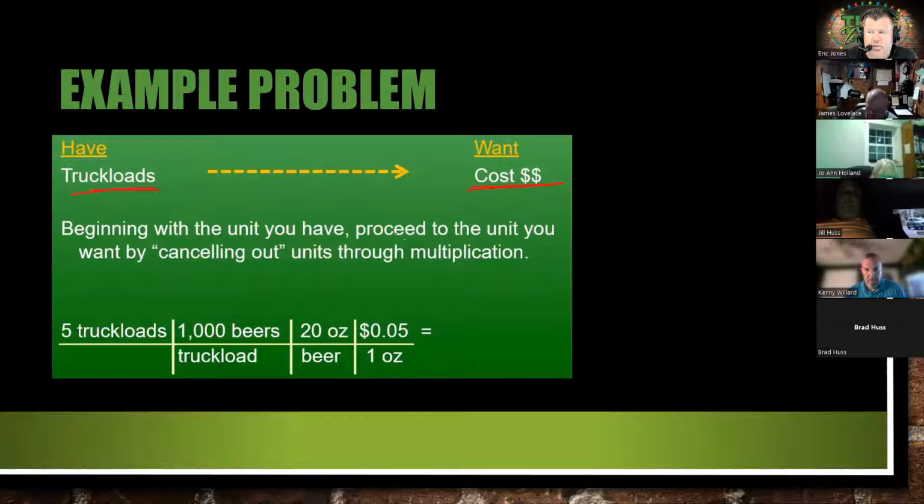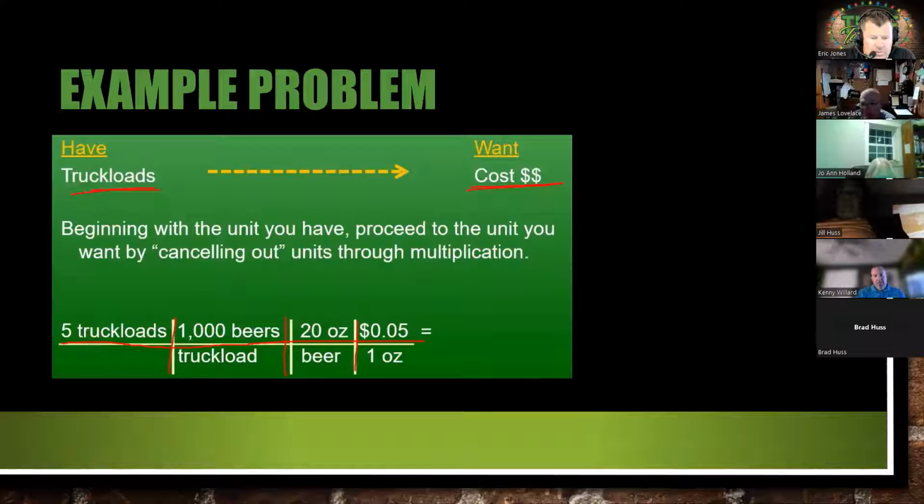So beginning with the unit that you have, proceed to the unit that you want by canceling out these units through multiplication. So we've set these little charts up, and this is the easiest thing to do when we're doing our pesticide calculations. And we may not need all these columns. It just depends on what it is that we're trying to figure out. So we have 5 truckloads. There's 1,000 beers per truckload. There's 20 ounces per beer. And then each ounce costs us a nickel.